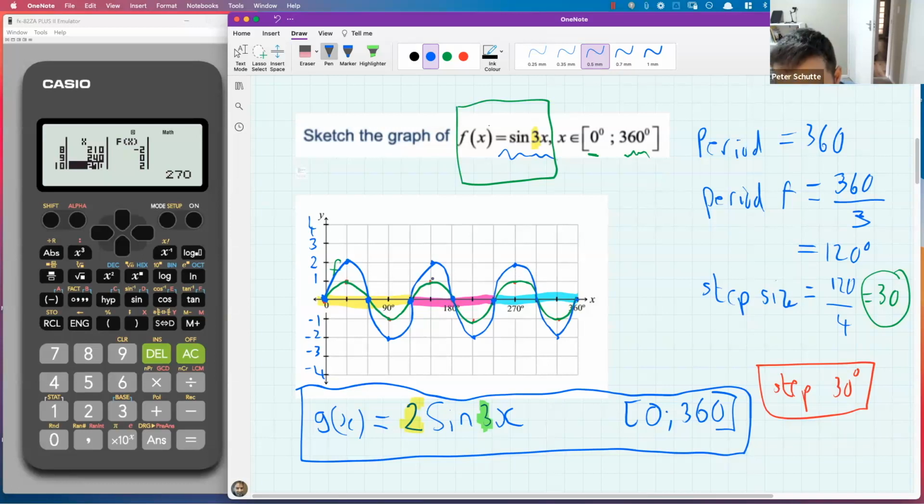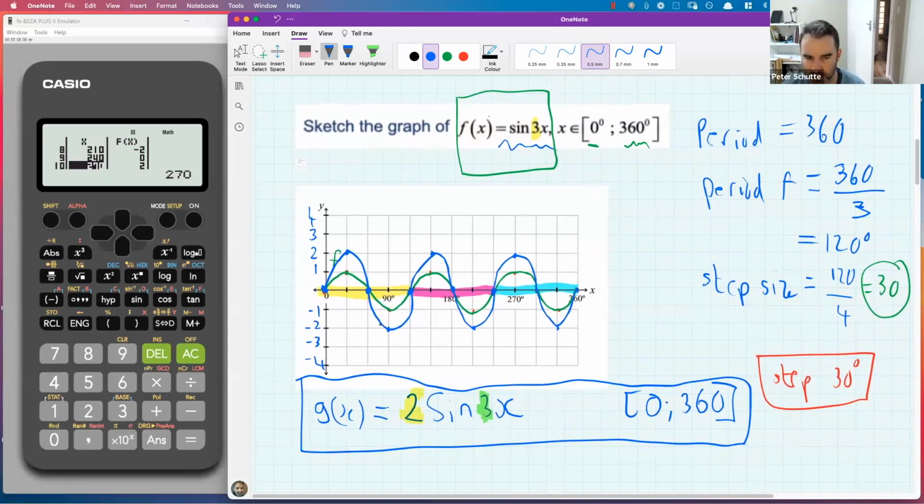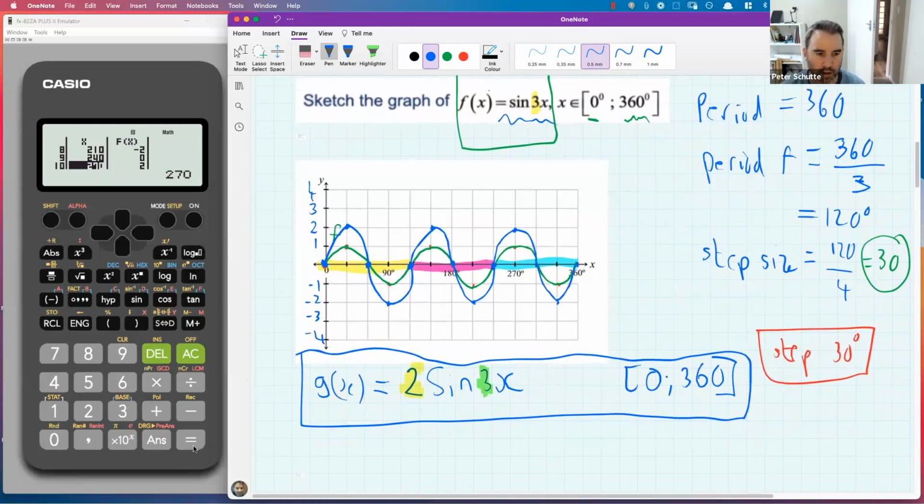And what I love about this is you can see that the only thing that's different about the blue graph compared to the green one is, can you see that the blue one goes up to 2 and down to minus 2? Whereas the earlier one only went up to 1 and down to minus 1. So my follow-up question to you is, for the graph G, what is the range of the graph G?